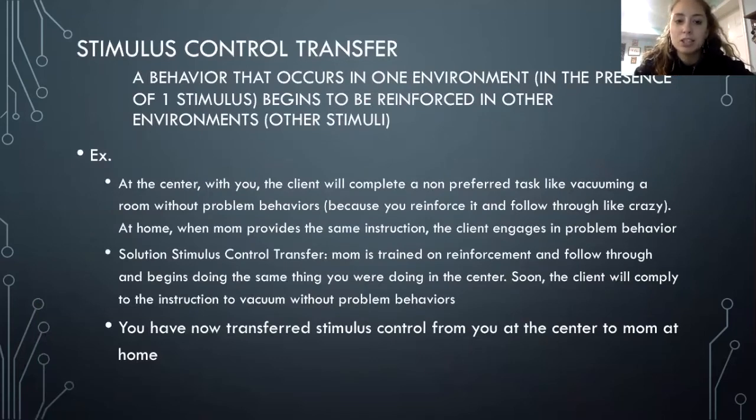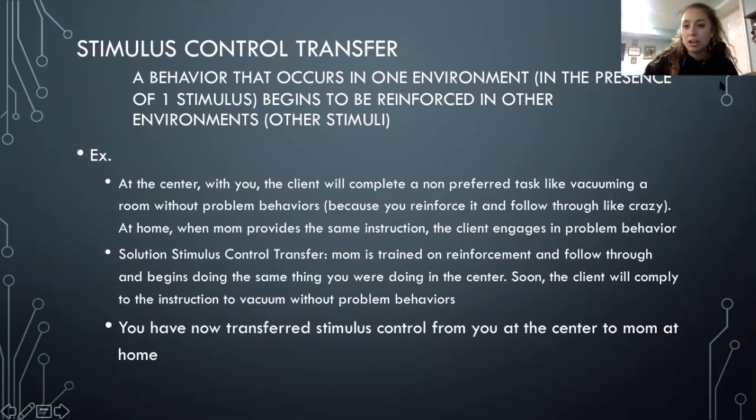A stimulus control transfer. So when I was taking the RBT exam, this is where I got the most confused. I didn't really know how to implement it or really what it meant. I had heard of things like instructional control. I had heard of stimulus, but I had no idea what was going on for real. But this is basically a behavior that occurs in one environment will now start to be reinforced in other environments, okay?